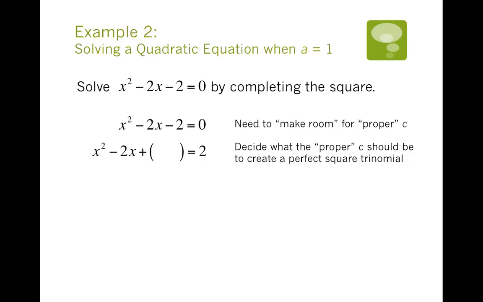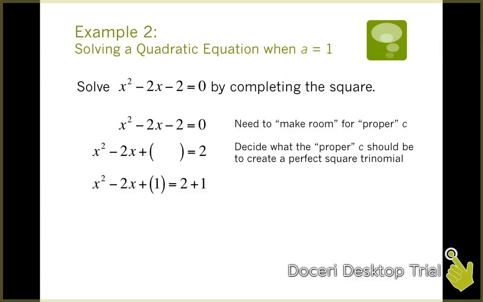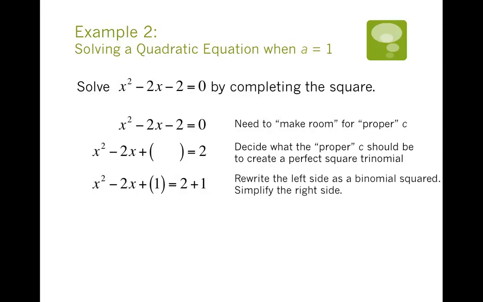So if we take the half of negative 1 and we square it, we end up with a 1. But notice here that if I'm going to add 1 on this side in order to complete the square, because this is an equation, I also have to remember to add the 1 on the other side to keep things balanced. So I add 1 to both sides, and now I'm going to rewrite the left side, my perfect square trinomial, as a binomial squared, and I'm going to simplify the right side.